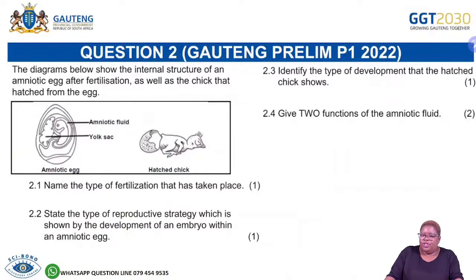Right, this is question 2 from Gauteng Prelim paper 1 of 2022. So most of the times we are emphasizing that you can compare questions from different past papers. Remember, this is our paper 1. So let's look at the following scenario. The diagram below shows the internal structure of an amniotic egg. Remember, I've indicated when I started that with the amniotic egg, you need to know those layers, the membranes, you need to know their functions, right? So this is the structure of the amniotic egg.